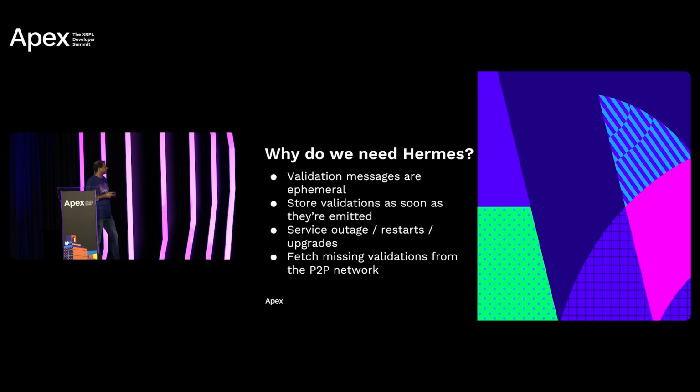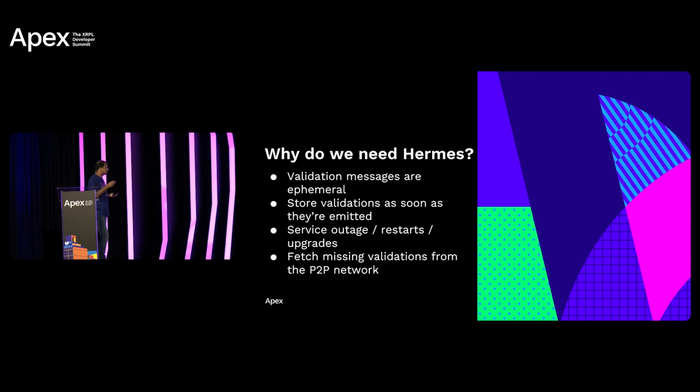The validation messages, when they are emitted by RippleD, are ephemeral. If you do not store them, they're lost. They are relayed in the network, and they are used for communication, things like amendment voting, fee voting, and so on.